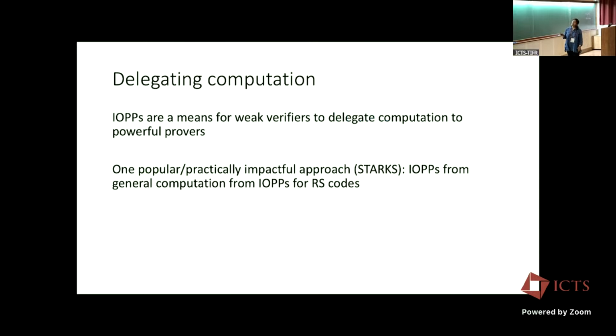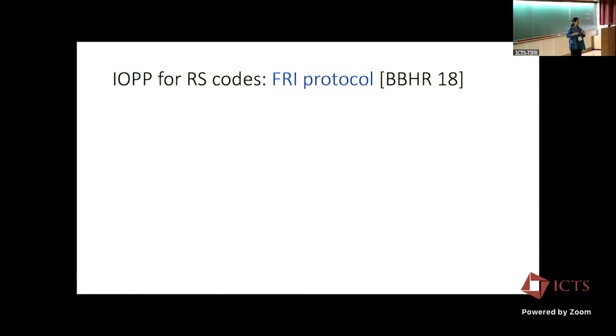And IOPPs are a means for weak verifiers to delegate computation to powerful provers. One popular and practically impactful approach is to get IOPPs for general computation using IOPPs for Reed-Solomon codes. So I'll be talking about these interactive protocols for testing proximity to Reed-Solomon codes. They are a tool for getting protocols for general computation. How that happens, I will not be describing. Let's talk about these interactive protocols for testing proximity to Reed-Solomon codes.